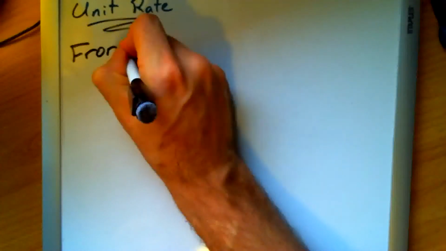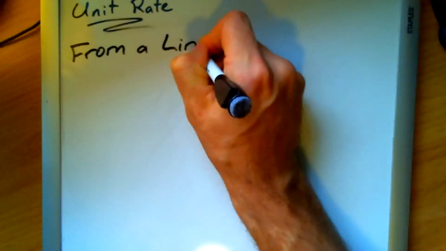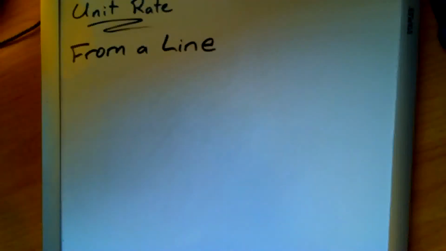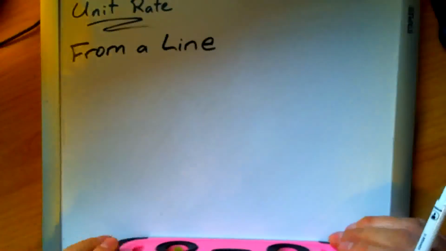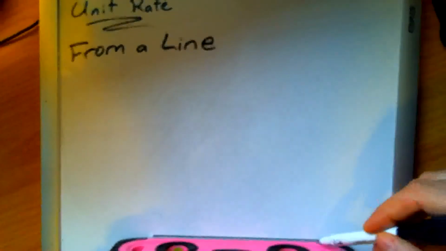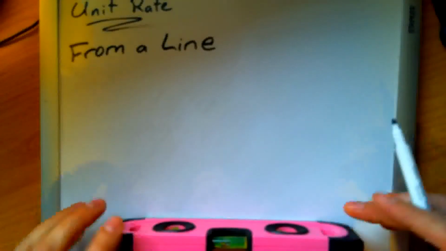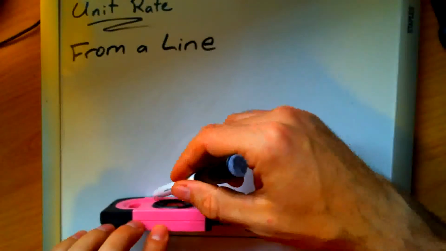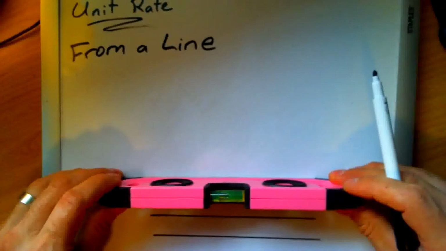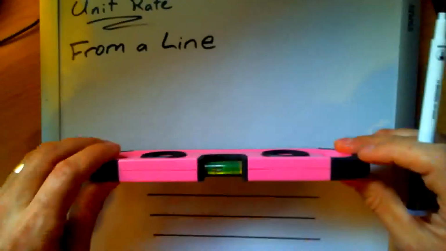All right, now let's determine the unit rate from a line on a graph. And if we're going to have a line on a graph, first thing we need is a graph. So bear with me while I draw myself a graph on my whiteboard here, using my very pretty small pink level because I don't have a ruler apparently. I'm going to have to get one of those.